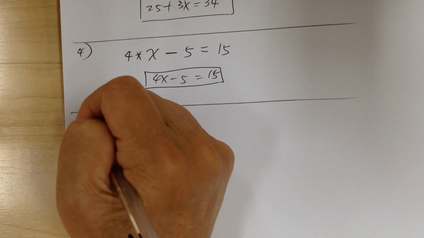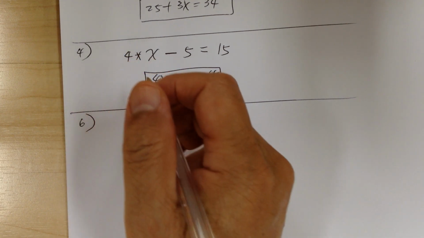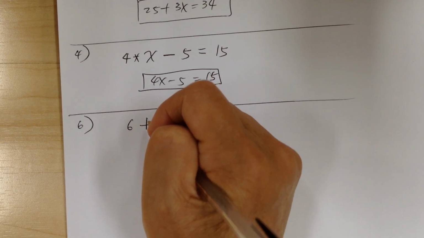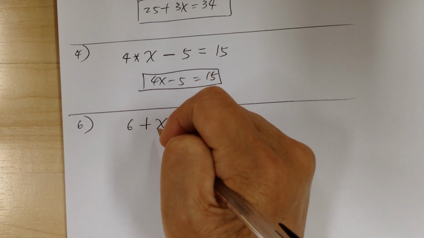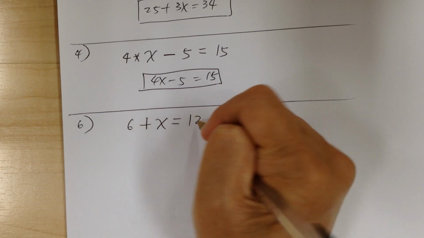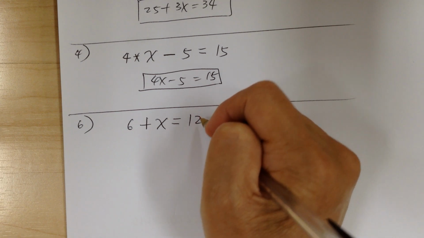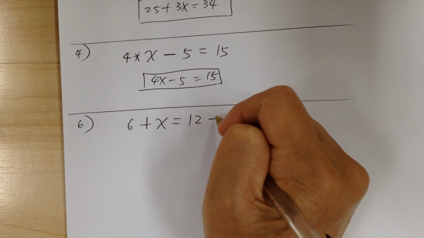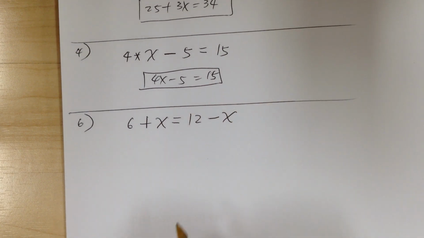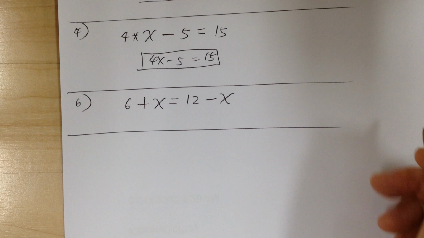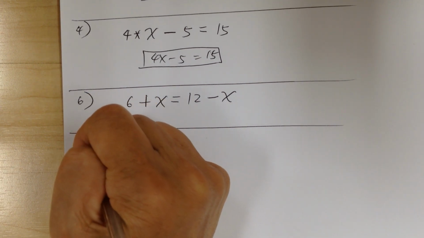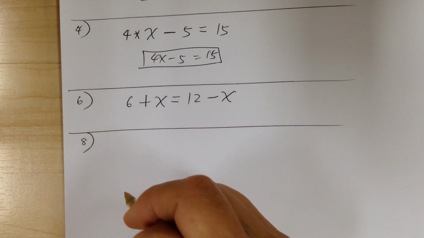Number 6. So 6 means 6, plus means plus, an unknown number means x, is equal means equal to 12. Decrease by means minus the unknown number x. So in this case, that's it. Translation is not too difficult if you have the discipline to translate word for word as you go. So have good discipline on that.